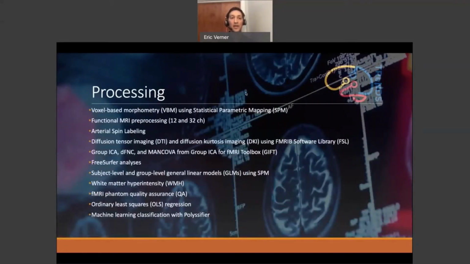And here's an overview of all the processing we do. We can do VBM, we can do functional MRI using two different libraries. We can do arterial spin labeling, diffusion tensor imaging, and diffusion kurtosis imaging using FSL, which is good for finding connectivity between different regions of the brain. Then here's all the analyses we do with GIFT. That includes Group ICA, DFNC, and Mancova. Also Freesurfer and general linear models using SPM.